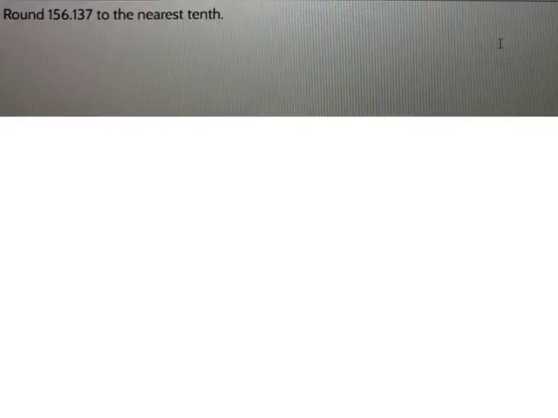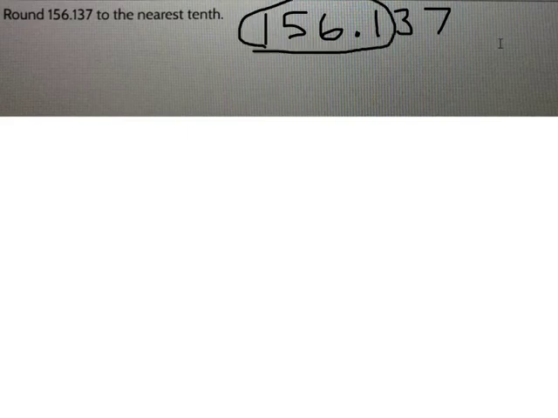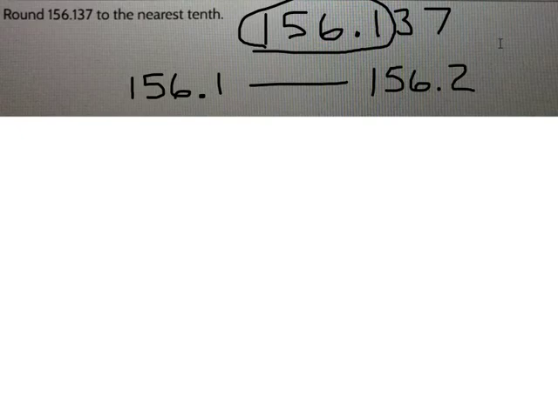Let's do one more. Round 156 and 137 thousandths to the nearest tenth. Which digit is in the tenths place? The 1 is in the tenths place. So which 2 tenths is this number between? This number is between 156 and 1/10 and 156 and 2 tenths.